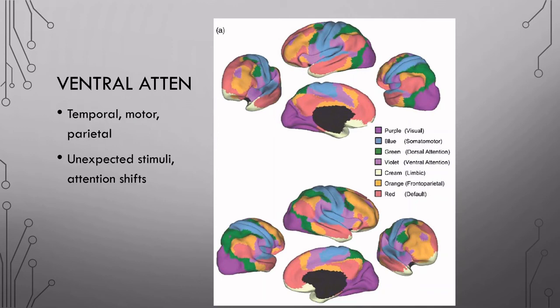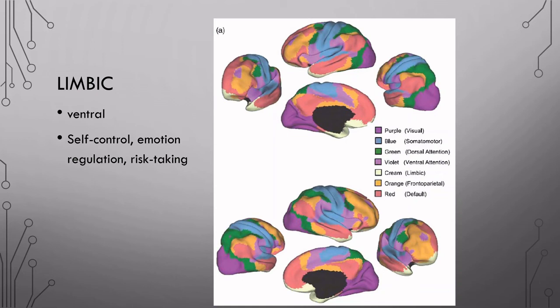The other network is the ventral attention network. The ventral attention network is shown in a lighter shade of purple here. It's kind of hard to tell apart. It includes temporal, motor, and parietal regions. Compared to the dorsal attention network, the ventral attention network deals with unexpected stimuli and attentional shifts to things that were not previously in our fixated window of attention.